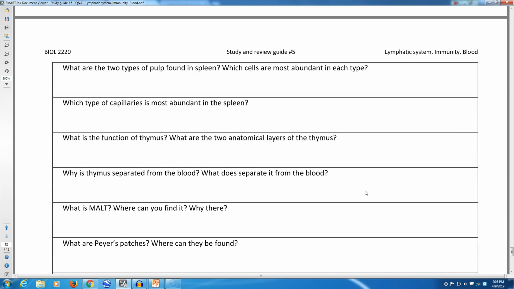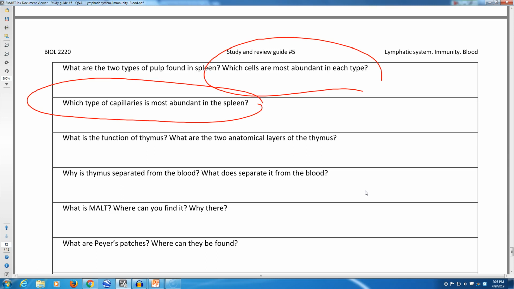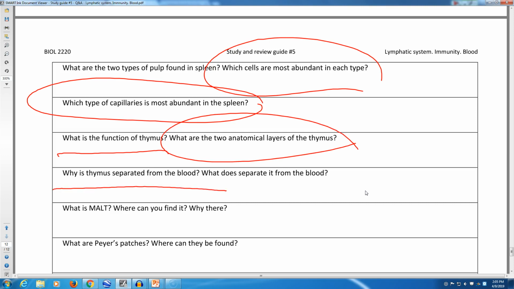Red and white pulp. In white pulp, so white blood cells, and red pulp, it's the red blood cells. Sinusoid capillaries are the most abundant in the spleen. Thymus, maturation of T cells, anatomical layers, cortex and medulla. Thymus is separated from the blood to avoid the generation of T cells that will respond to our own antigens. It is separated by the thymus blood barrier.